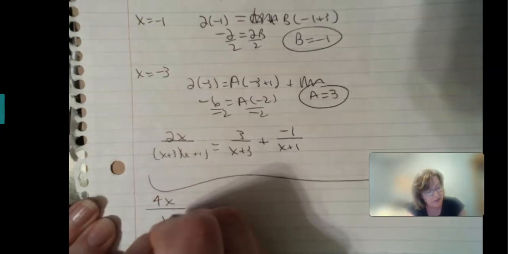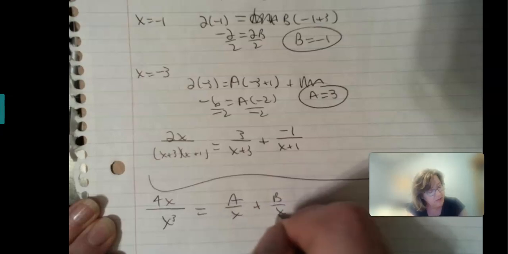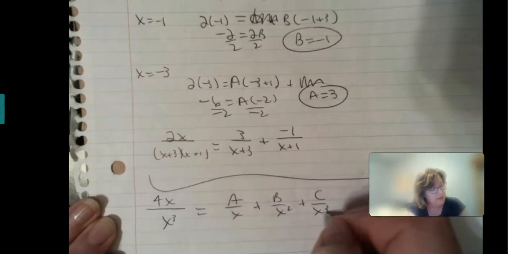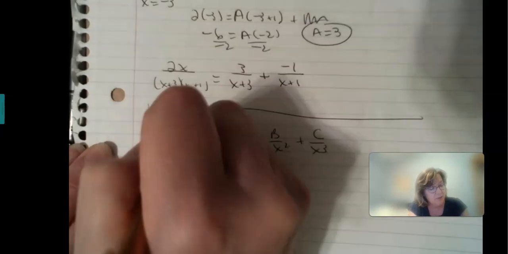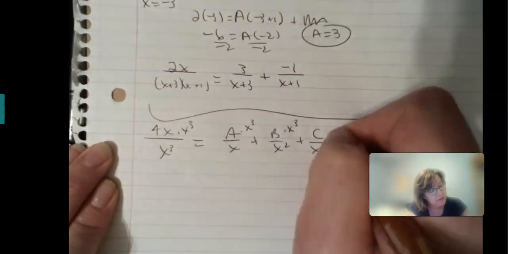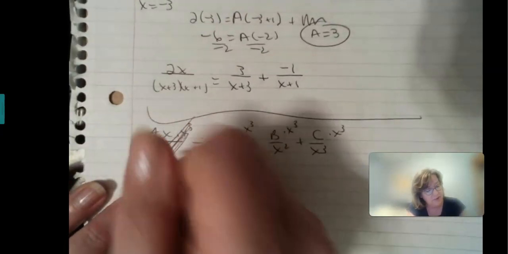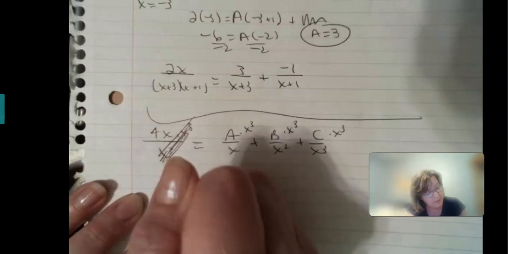And this was the x cubed. And then we had a over x and b over x squared and c over x cubed. All right, so I'm just going to multiply everything by x cubed. All right, and I'm going to cancel. So whatever your denominator is over here, that's what you multiply it by.